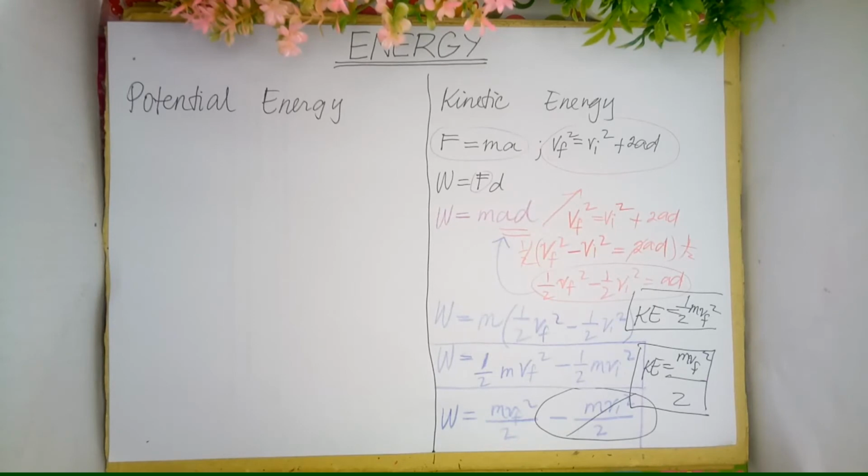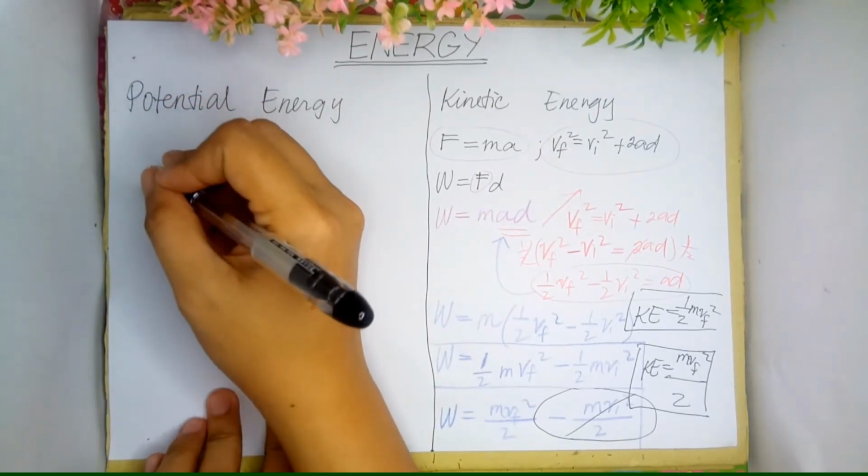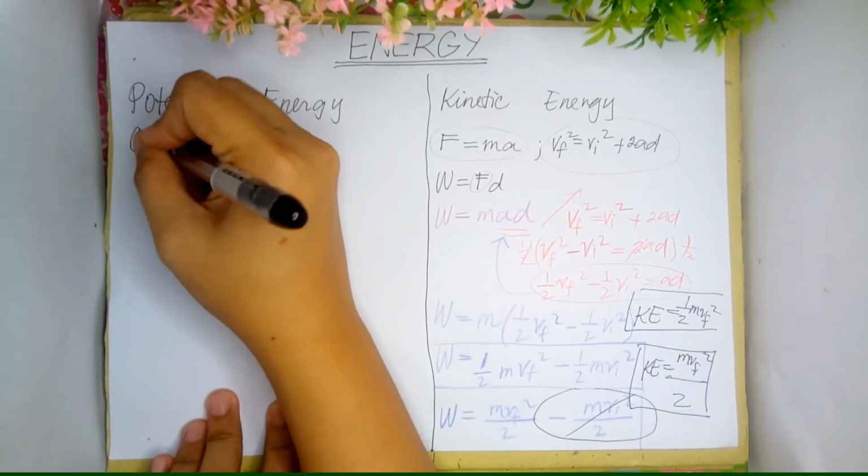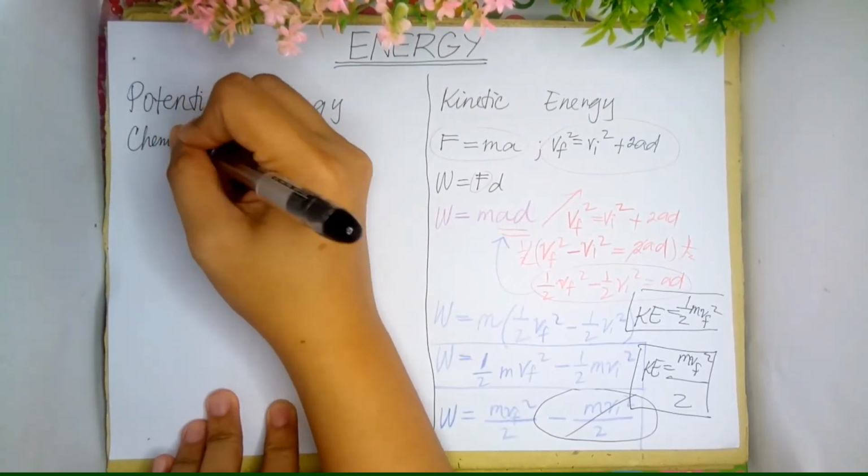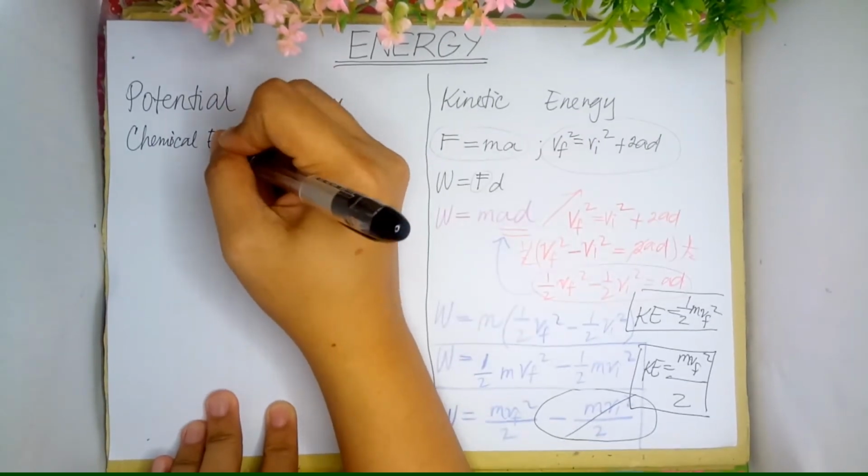Now, let's proceed to potential energy. Potential energy, we have there three forms. So, we have gravitational potential energy, chemical energy, and elastic potential energy. So, yung gravitational, start na tayo sa chemical energy.